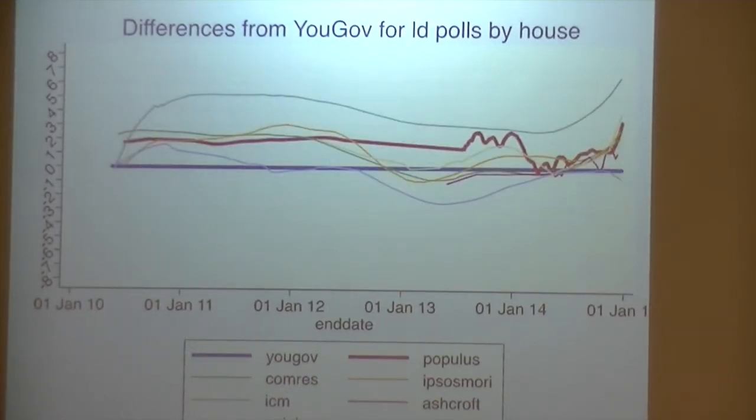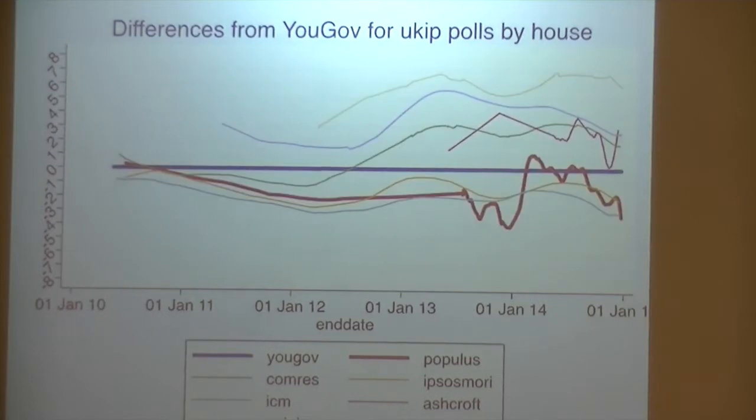The Liberal Democrats, you see, exhibit much more stability, though with some waves that seem a bit inexplicable. You see a mixture for UKIP of stability and odd change. You can see that some of the downward stuff that Populus is picking up is echoed in Ashcroft. Why particularly those two would go together, I'm not sure.